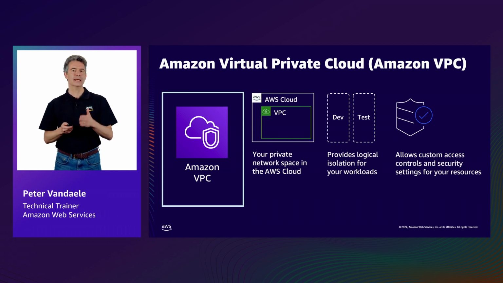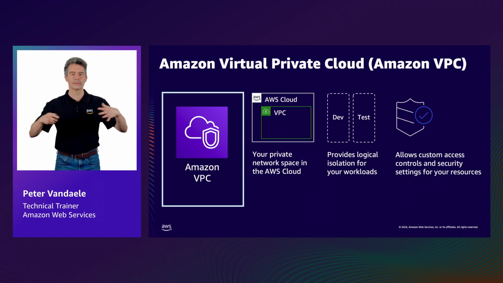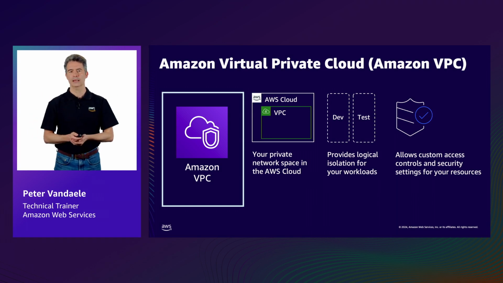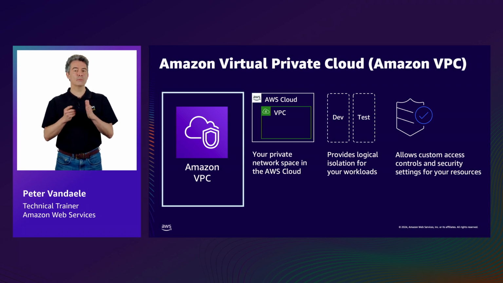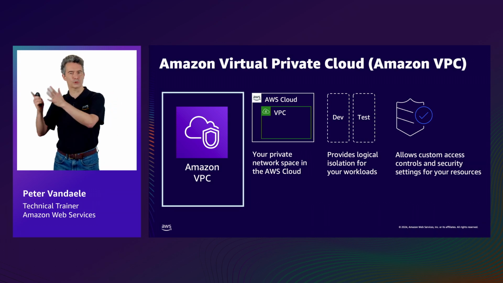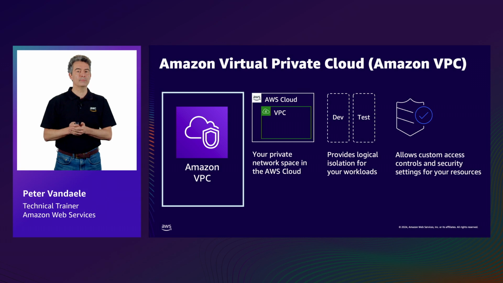VPC is a service that allows you to create your own private space within the AWS cloud. This is a logically isolated virtual network. You can use multiple VPCs to logically separate your workloads. For example, you could have separate VPCs for each environment, such as development, test, production environments, or it could be based on the different teams in your company.